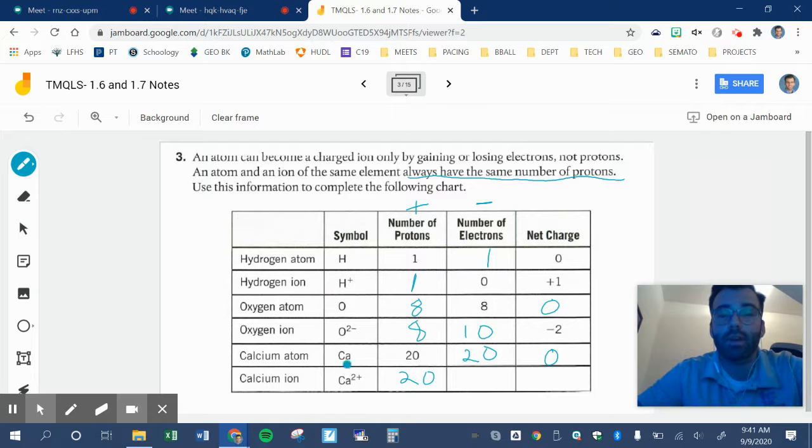Same idea. Now I'm looking for a 2 plus, right? A positive 2 net charge. So I'm going to write plus 2. So that means the number of electrons has to be 2 less than the number of protons, and 18.